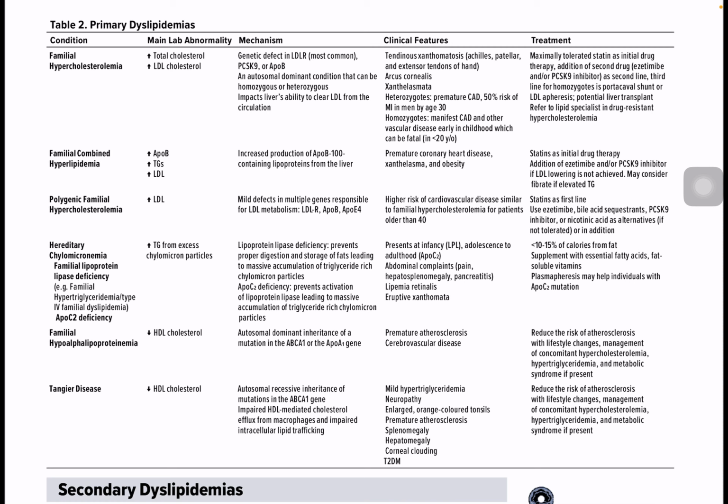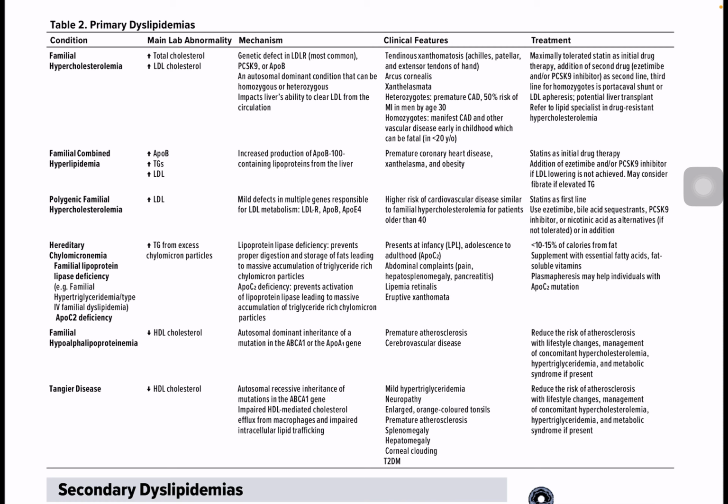Why? You need to know familial hypercholesterolemia has high total cholesterol and high LDL. What is the mechanism? Genetic defect in LDLR is the most common, then PCSK9 and ApoB. It is an autosomal dominant condition that can be homozygous or heterozygous, and it impacts the liver's ability to clear LDL from circulation. What are the clinical features of it?